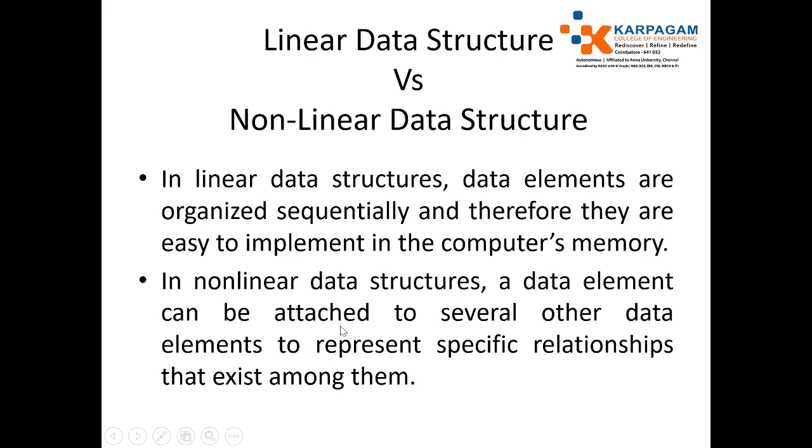I wish to compare linear data structure and non-linear data structure. In a linear data structure, data elements are organized sequentially, one after another, and therefore they are easy to implement in the computer's memory. It is very easy. Direct access or random access is possible. In a non-linear data structure, a data element can be attached to several other data elements to represent the specific relationship that exists among them. Based on that specific relationship only, we are storing the data or accessing the same. That is the difference between linear data structure and non-linear data structure.